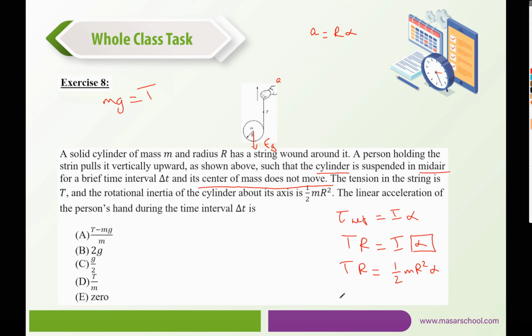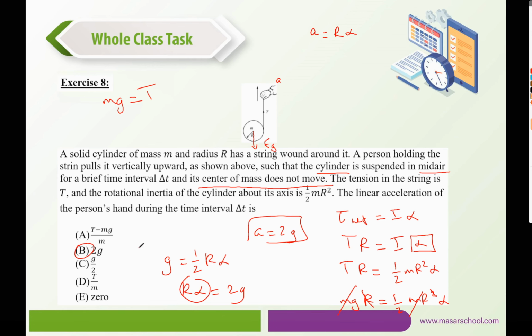Now the tension would be replaced by mg, so mg times r is equal to half mr square multiplied by alpha. m with m would cancel, r with r to the power of 2 would cancel partly, then g is equal to half r multiplied by alpha, which means that r alpha is equal to 2g, but we know that r alpha in this case is equal to a, so a equals 2g, making B the correct answer.